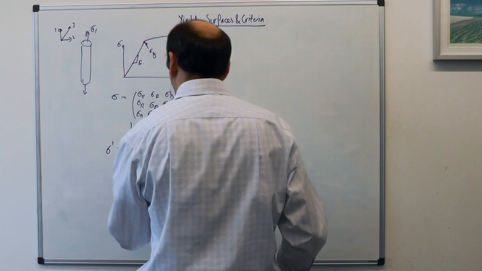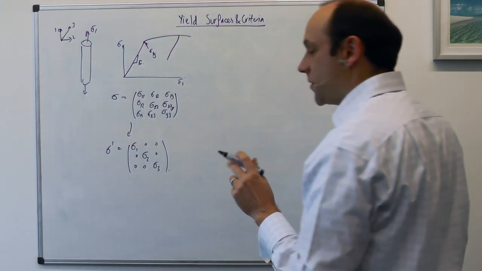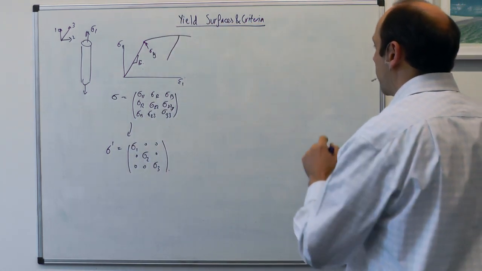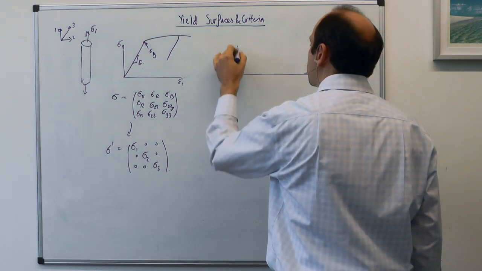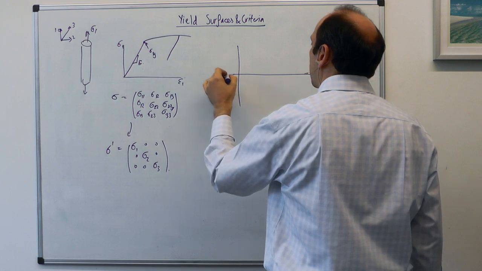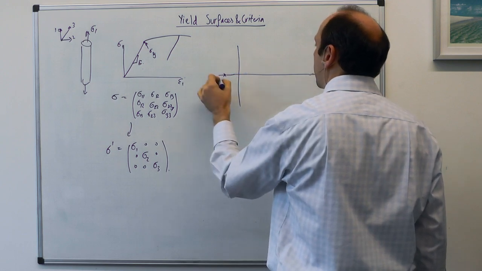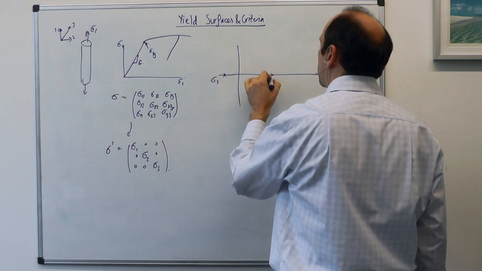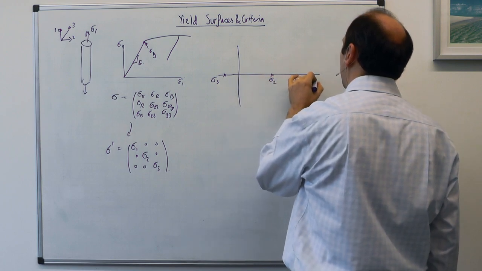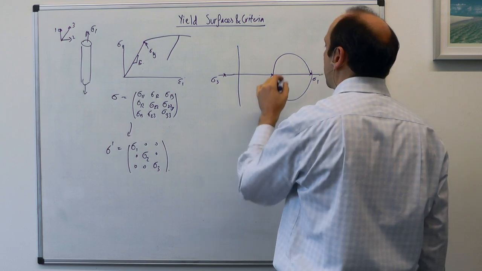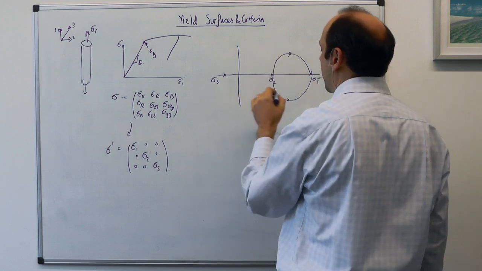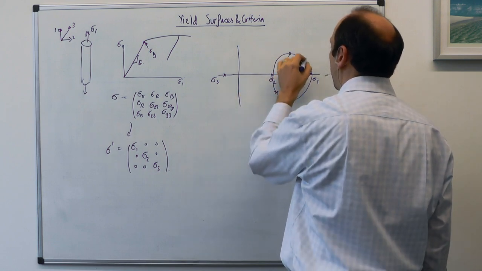Now, what's the biggest Mohr's circle I could draw? Come back to Mohr's circle for a moment. Well, say sigma 3 is negative. Say sigma 2 is here. Say sigma 1 is there. Now, if I do a Mohr's circle between sigma 1 and sigma 2, I'll get somewhere in there, say, I don't know, there and there, something like that.